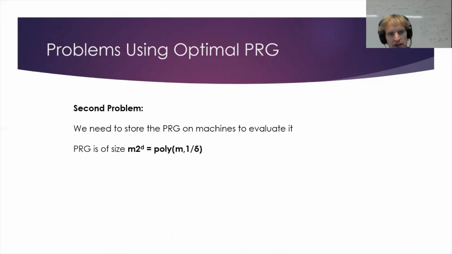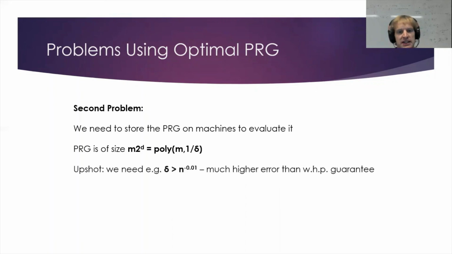I don't really expect you to have followed what all these parameters mean. But the upshot is that if we set these parameters so that the machines can store the pseudorandom generator, then we get some error probability, which is something like n to the minus 0.01. So it's a fairly low error probability, but it's much weaker than an error probability with high probability success.